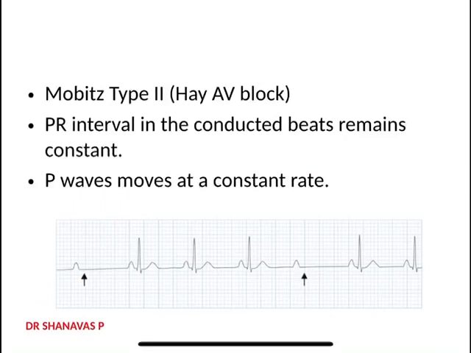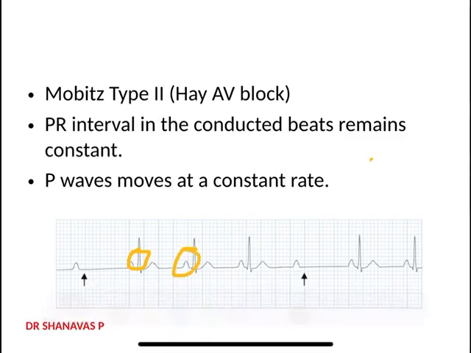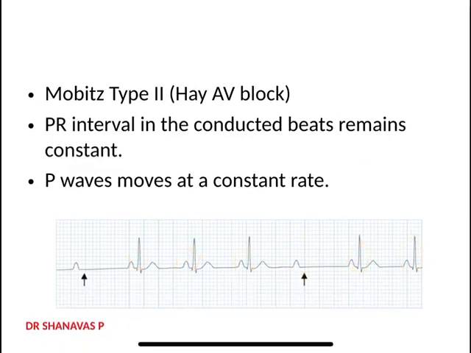Okay. Then as we have told, in Mobitz type 2 there is PR prolongation, but it is constant, and there is a loss of a beat. Here the PR interval here and the PR interval here are the same, and here there is a loss of a beat after the P wave. The same PR interval, the same PR interval, and the PR interval is the same, but there is a loss of a beat. So that is called a Mobitz type 2 AV nodal block.